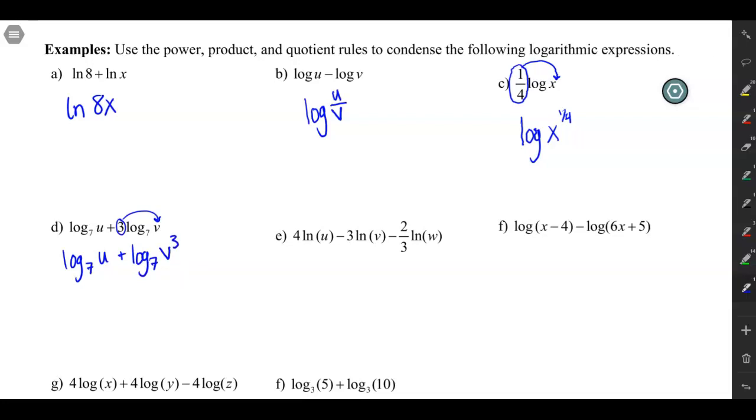Okay, now that I have all of my constants taken care of, I'm going to look and see if I can do either the product rule or the quotient rule. Since I'm adding, it means that I can do the product rule, and I can multiply those two things that are inside of the log together. So log base 7 of u v to the 3rd power.